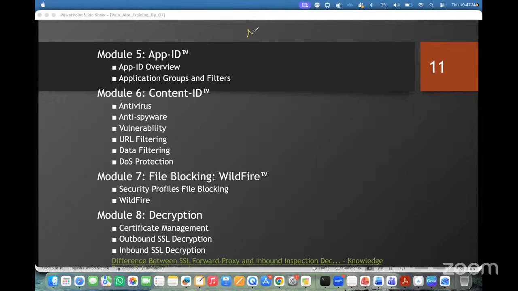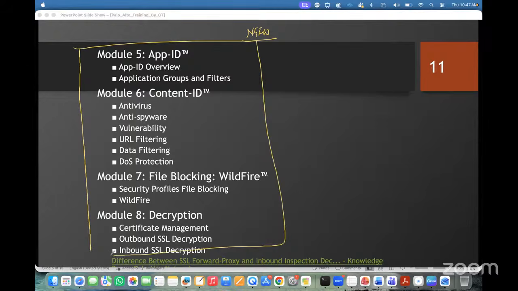But when you talk about the NGFW, it means NGFW firewall features. So these are the NGFW firewall features. These modules are going to make your firewall a next generation firewall. That's why your Palo Alto becomes a next generation firewall. If these modules are not there, your firewall is never going to become a next generation firewall.